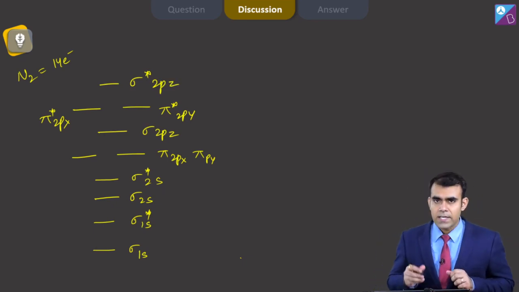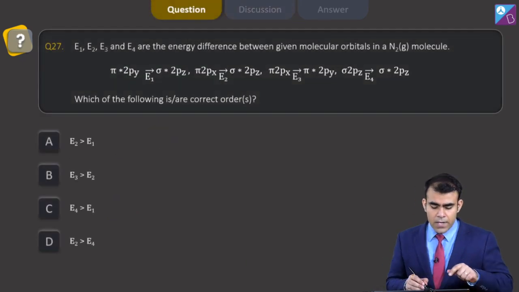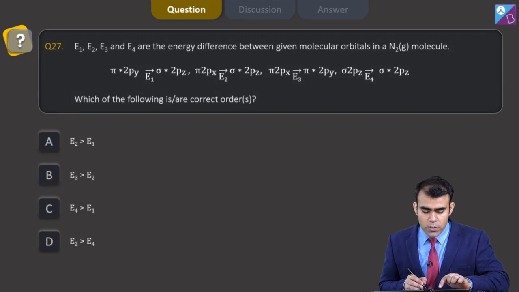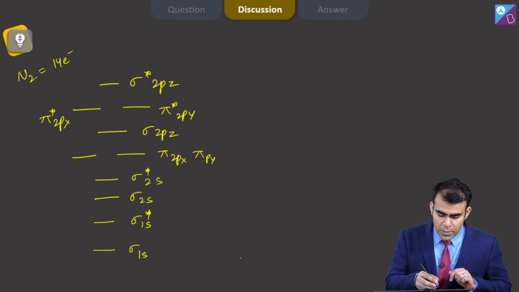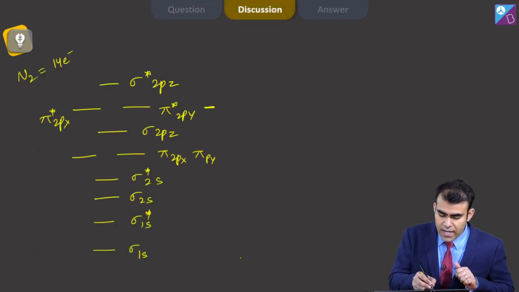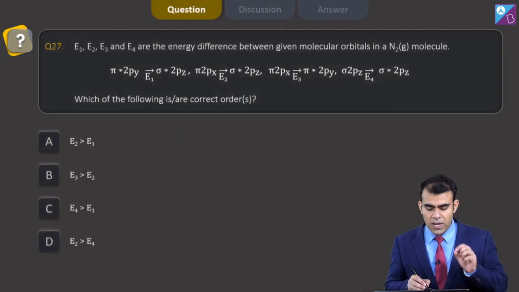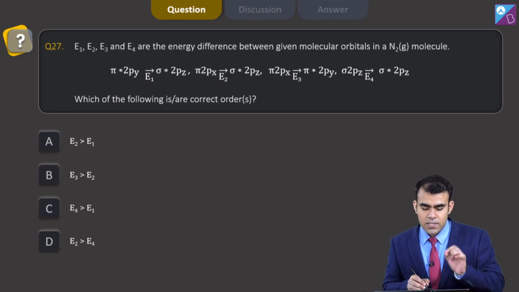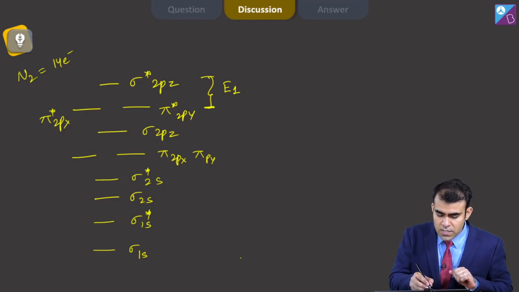Now let's see what these different energy differences are. First, pi 2py to sigma star 2pz is E1. So pi 2py, that is this one, to sigma star 2pz, it means to here. This energy gap is basically E1. Then in the second case we have been given pi 2px to sigma star 2pz. It means this energy gap.